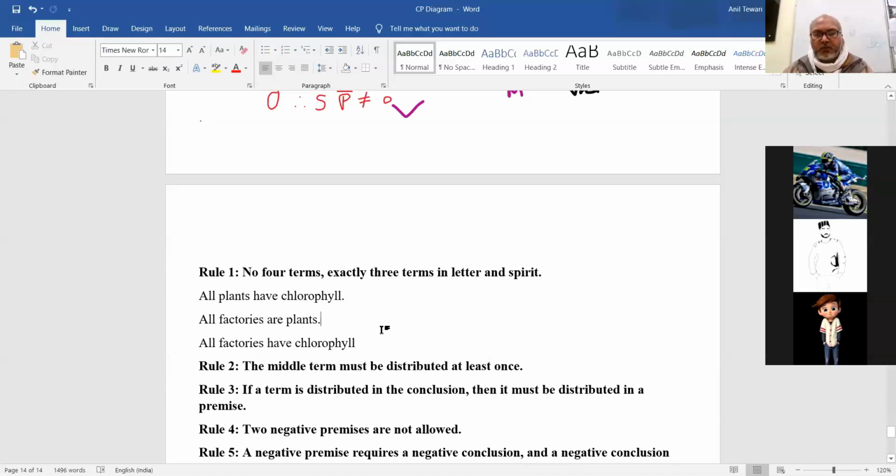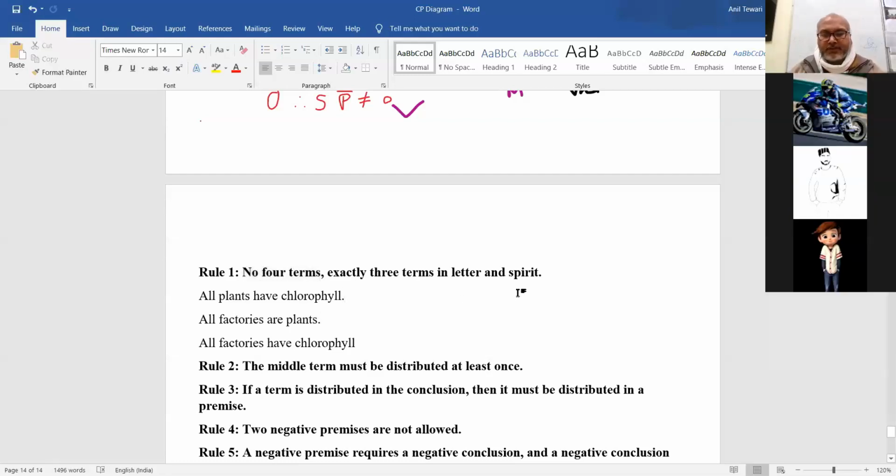Today we will learn some rules. Apart from the Venn diagram, we have some rules which are used to test the validity of any syllogism. There are altogether 6 rules. The first rule says that in a syllogism there should be exactly 3 terms, neither more nor less.